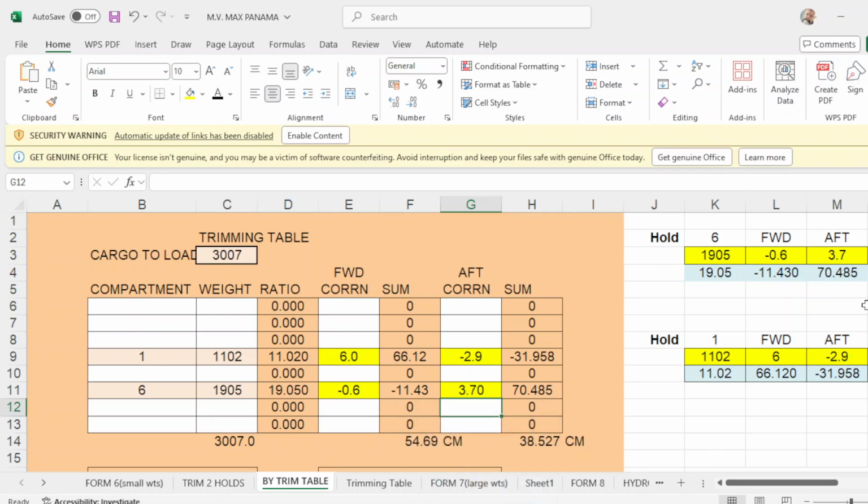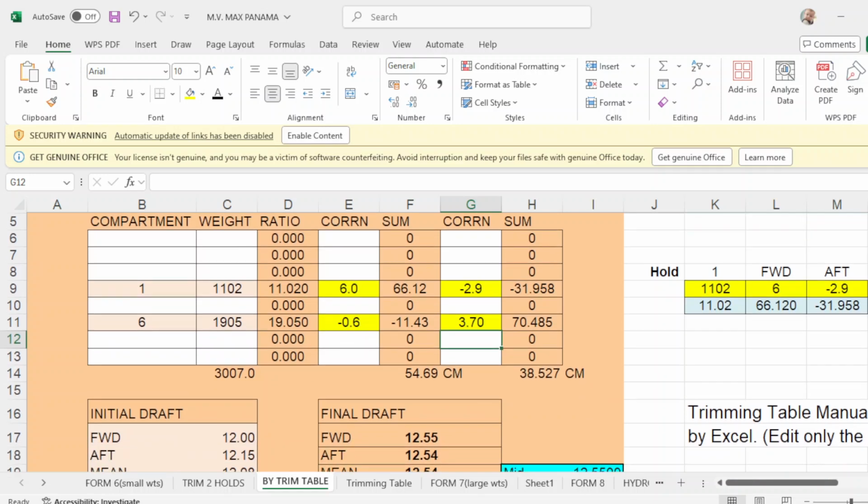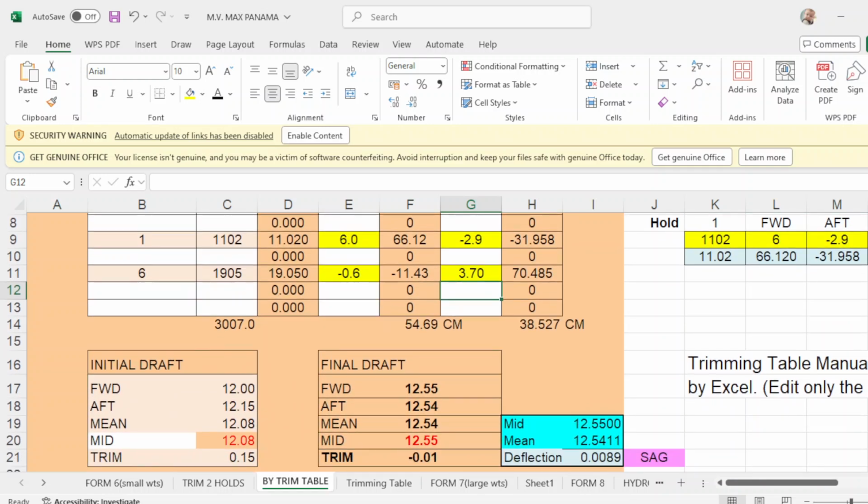Then you will now have your final drop. Final drop is 12.55, forward up is 12.54, main drop is 12.54, your mid drop is 12.55, your trim is negative 0.1. You are trimmed by the stern. So we will adjust this one to take out, to make it even keel.